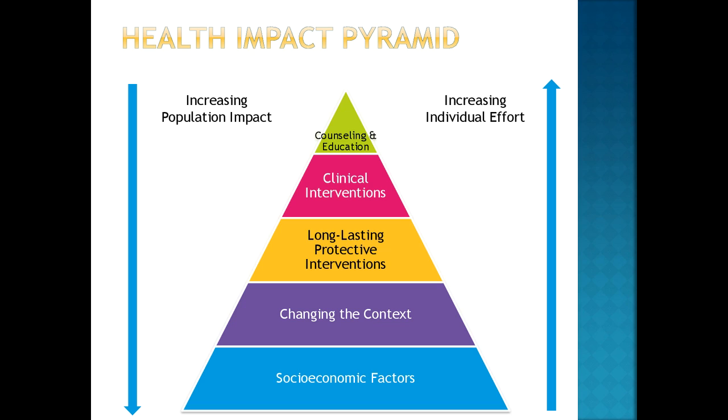And then the very bottom is the socioeconomic factors. These are factors that affect health, including poverty, education, housing, or other social determinants of health. Addressing these factors has the largest impact on the entire population, and it can really help to impact the health of the overall community.